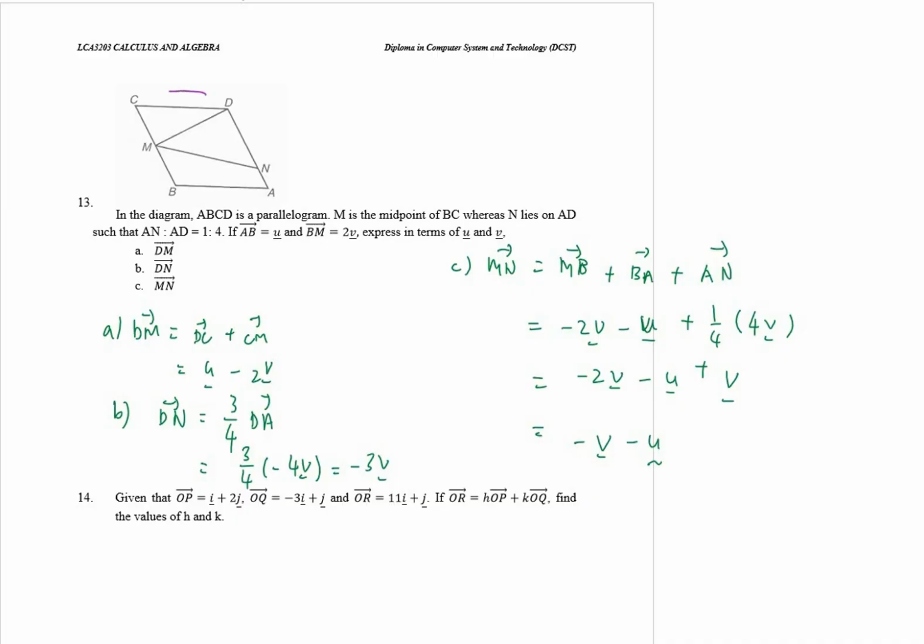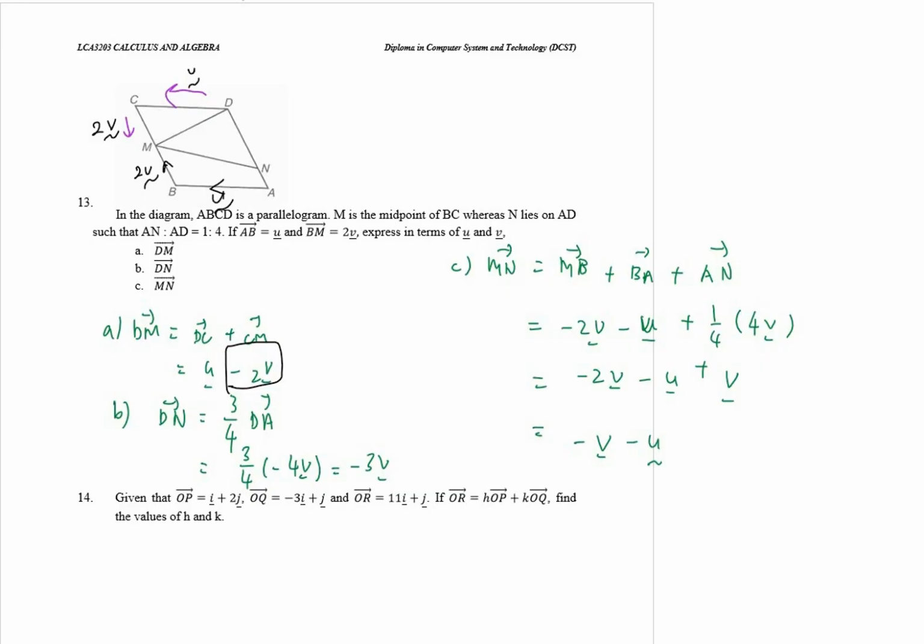Yeah, DC plus CM. That is what you have, because AB is u, so DC is also u. BM is 2v, so CM is also 2v. But it is the opposite direction, so it will be negative 2v.